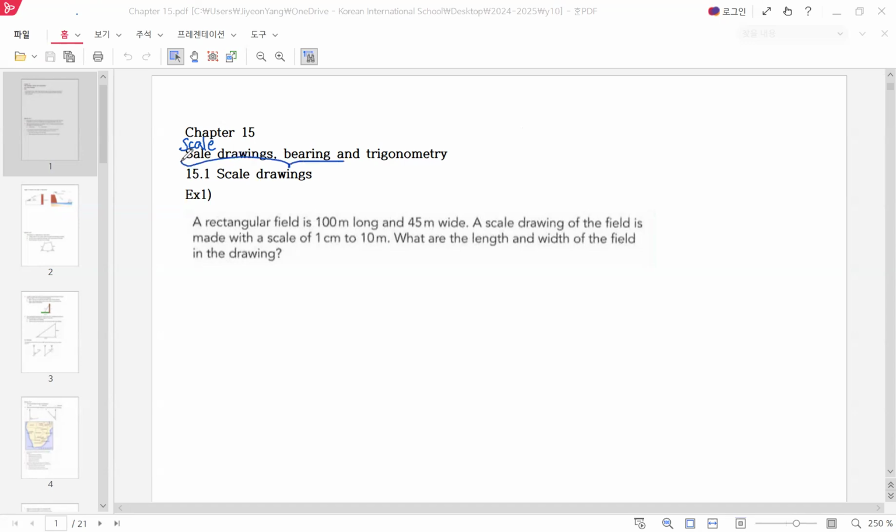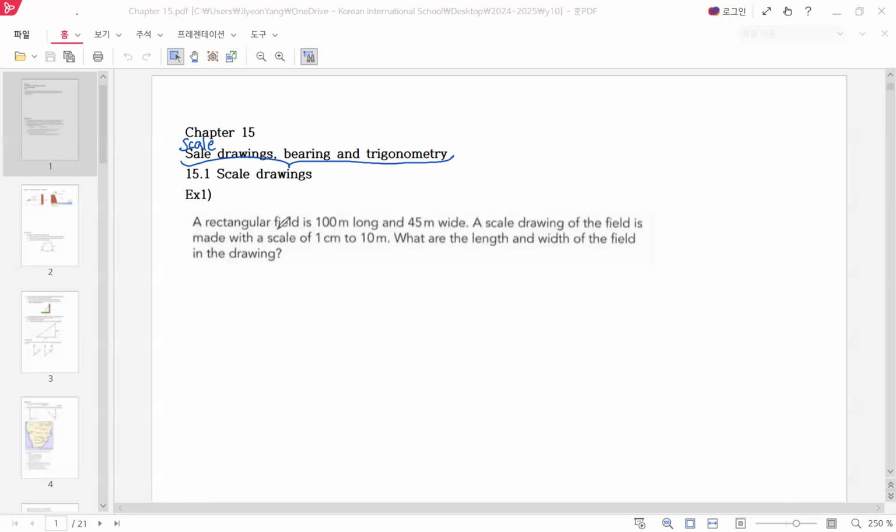Chapter 15 is scale drawings, bearings, and trigonometry. This chapter is very crucial because a lot of students are not good at this topic. So please concentrate on listening and studying this topic. But scale drawing is very natural because you've done maps and scales all the time since primary school.